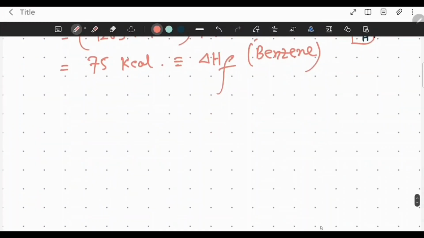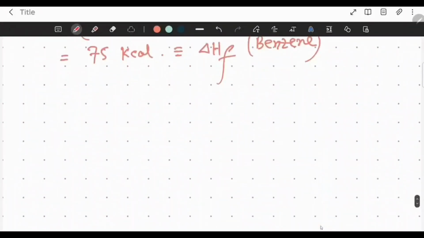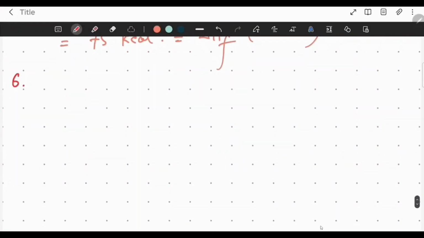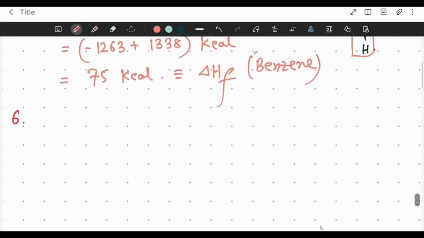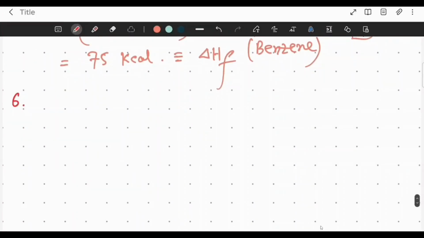Okay. So going to question number 6 now. A similar kind of question we will discuss. So what is the resonance energy? Here we have neglected the resonance energy, but there is also a resonance energy. In this question, we will account for that resonance energy. We will calculate it for a different molecule eventually.